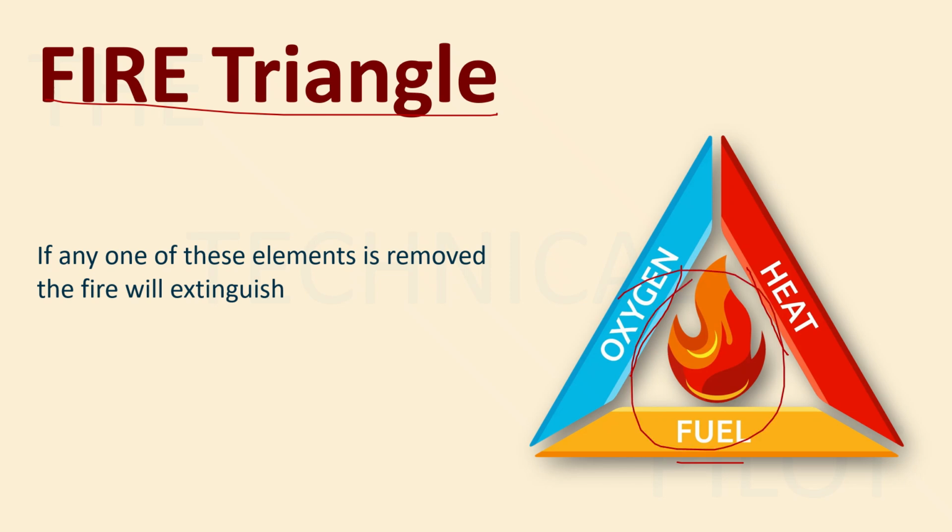Fire, right? If any one of these elements is removed, for example, I remove oxygen from this triangle, only heat and fuel cannot produce a fire. The fire will extinguish. And just like that, if I remove heat or fuel, the fire will extinguish. So if any one of these elements is removed, the fire will extinguish. This is a fire triangle and it is very, very basic.